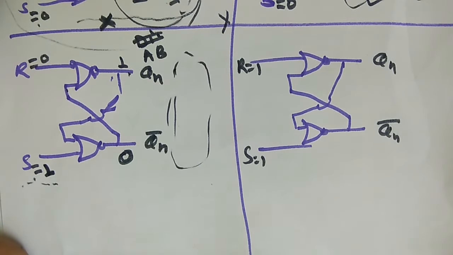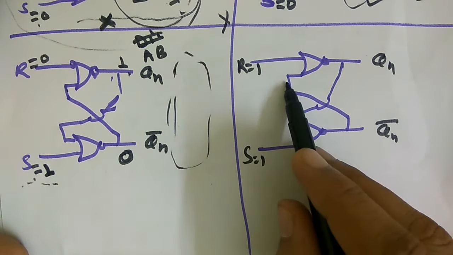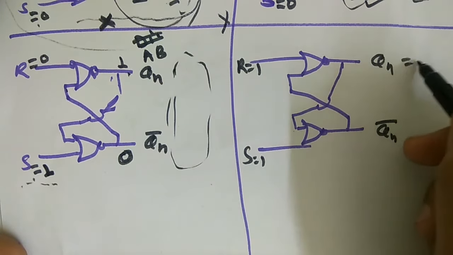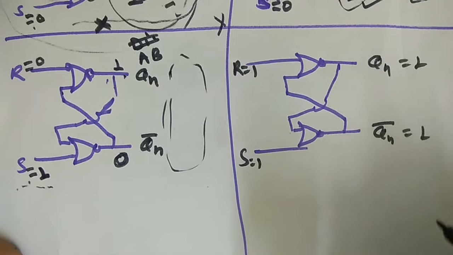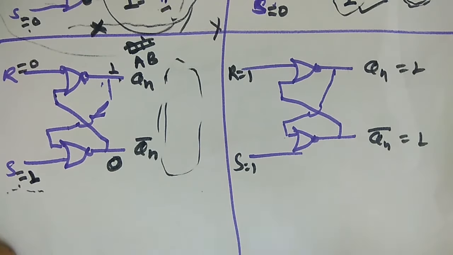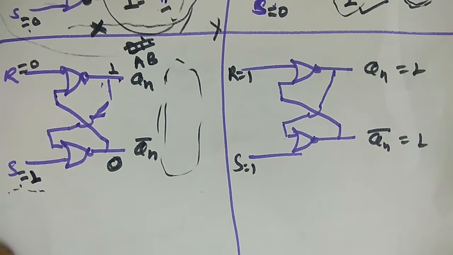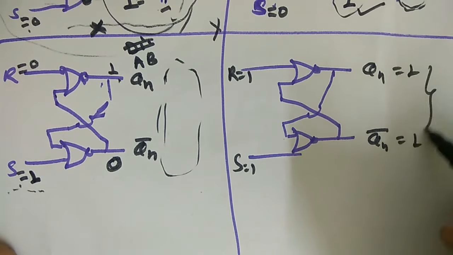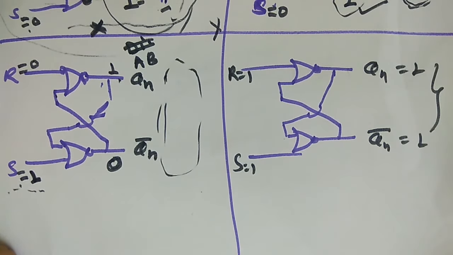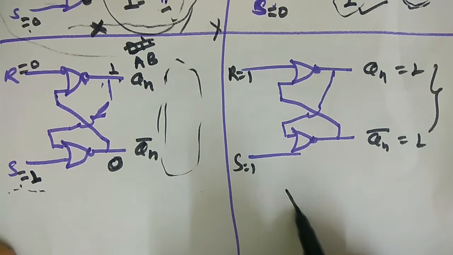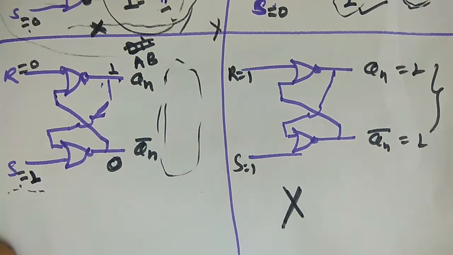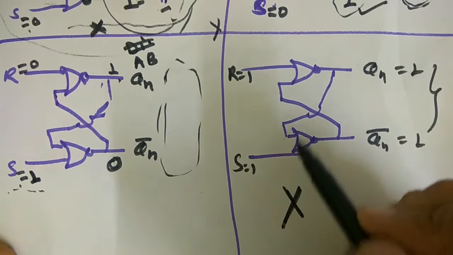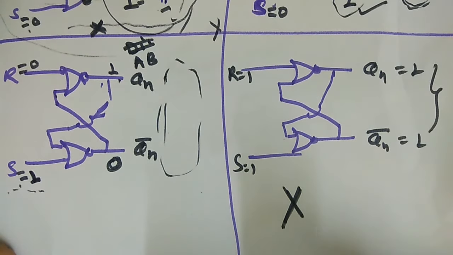Both are disabled. So whatever the input here, this is going to give the output as 1. And what I have said some time before, these two outputs are complement to each other. So this condition will be the invalid condition. This condition we can't use in a latch.